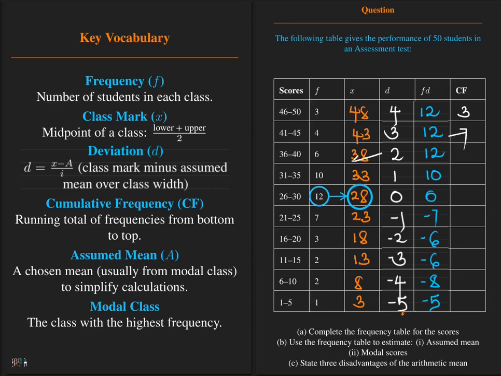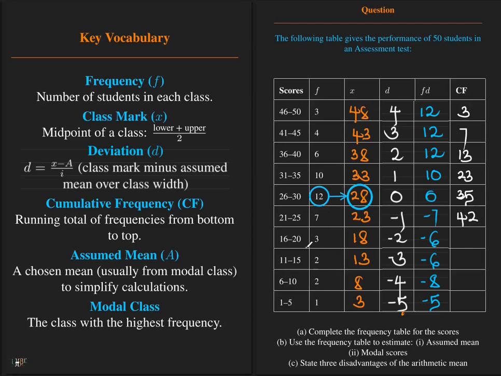We will now add this 7 to the 6 we have here. You see, so 7 plus 6 gives us a 13. We will add the 13 to the 10 we have here as well. So 10 plus 13 gives us a 23. And we have 23 plus 12, which then gives us a 35. Then we have 35 plus 7, which gives us a 42.